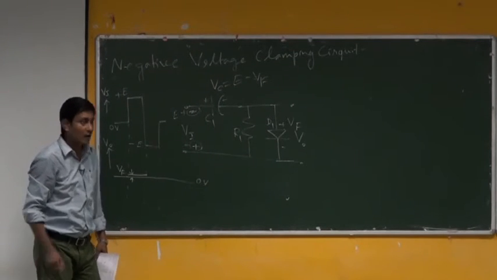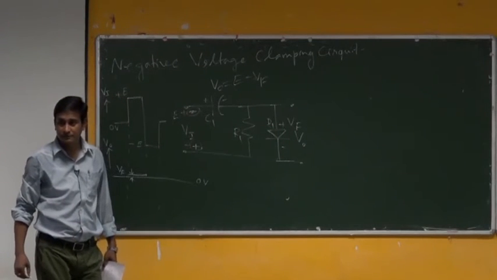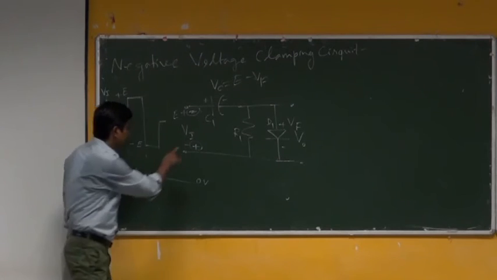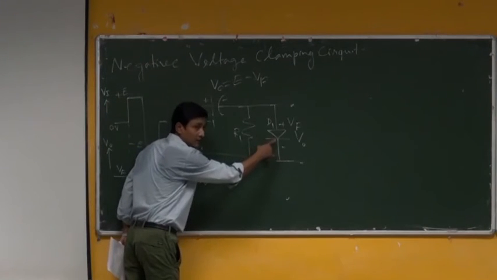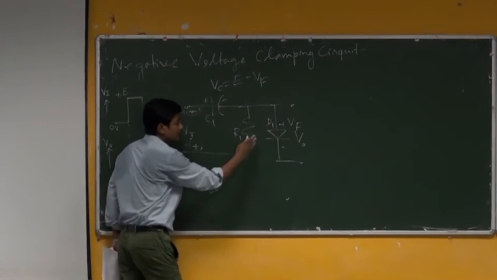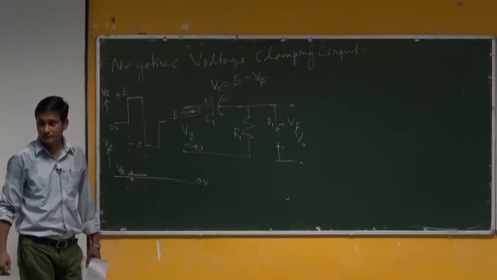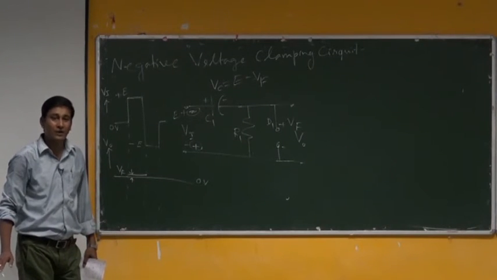Okay. Now, what about this diode? Is it conducting? If this is positive, then it has gone to the end side. If this is negative, it has gone to this side. So, it is open. But what about the output voltage?